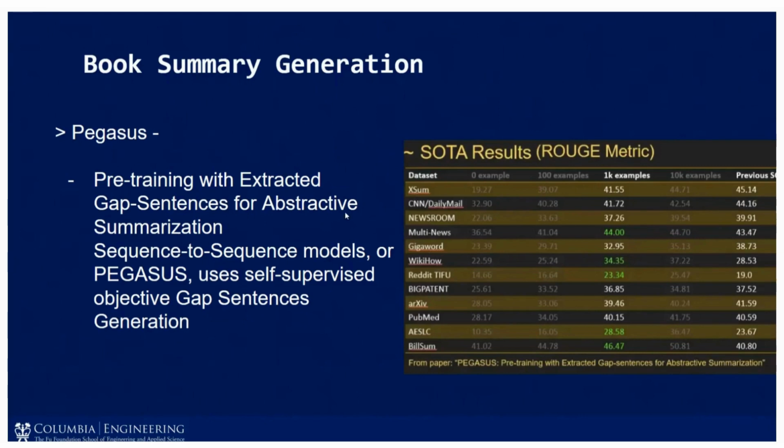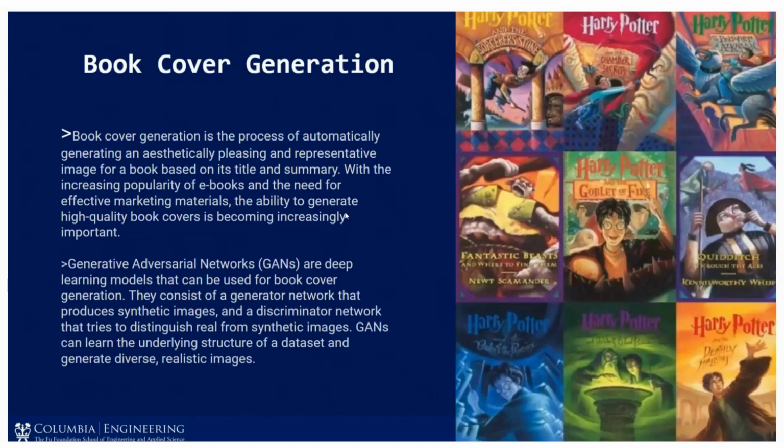Now, let us talk about book cover generation. Book cover generation is the process of automatically generating an aesthetically pleasing and representative image for a book based on its title and summary. With the increasing popularity of ebooks and the need for effective marketing campaigns, it has now become very important to have attractive book cover images.